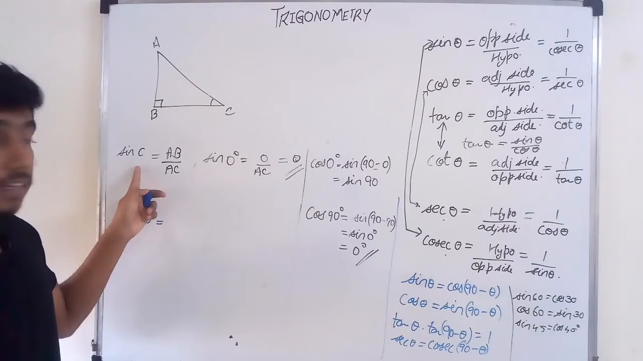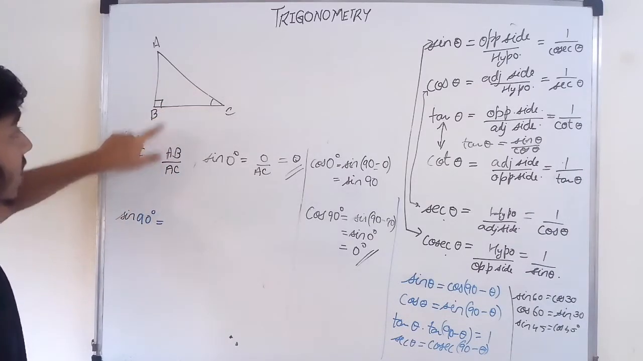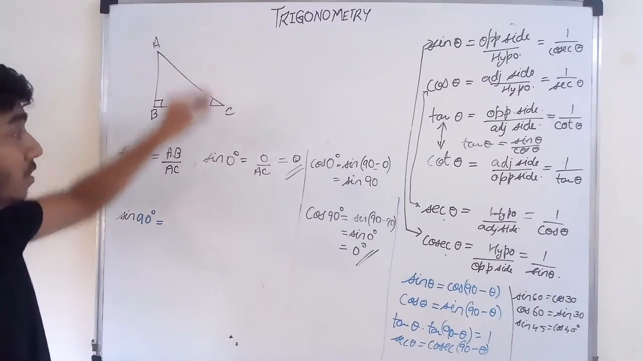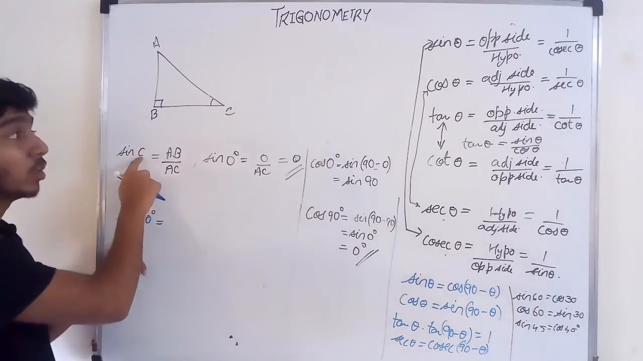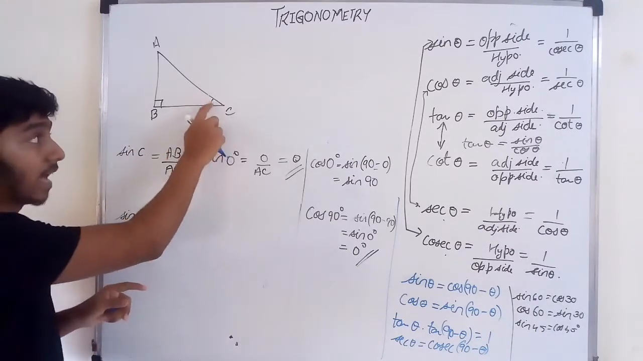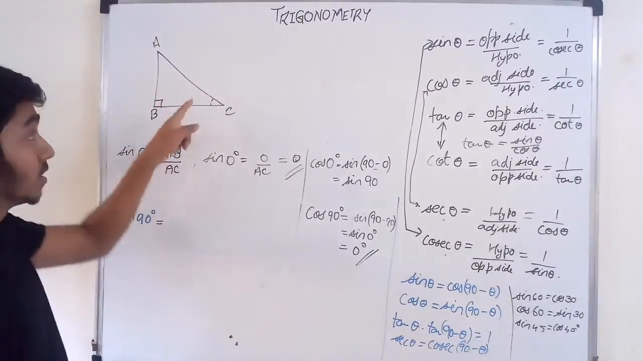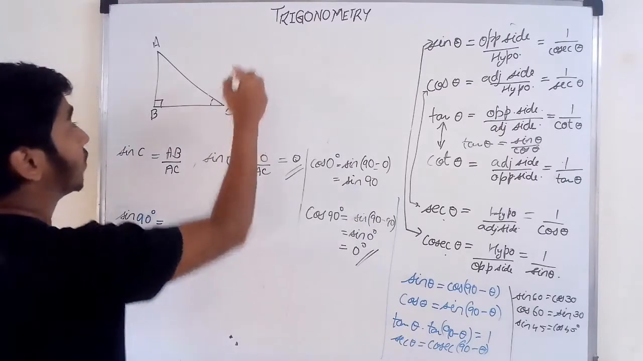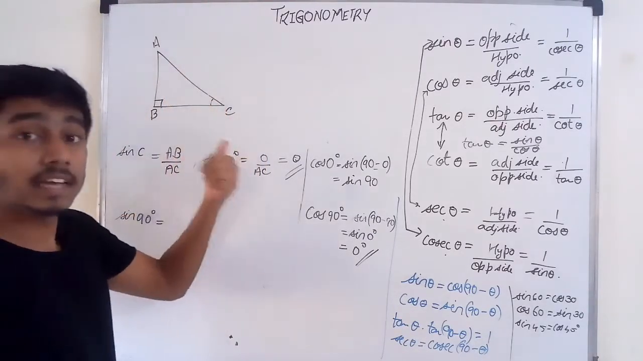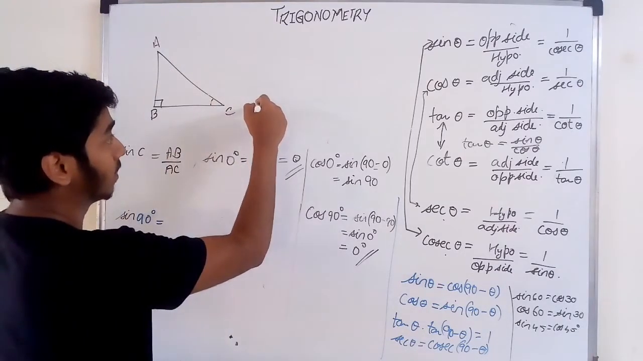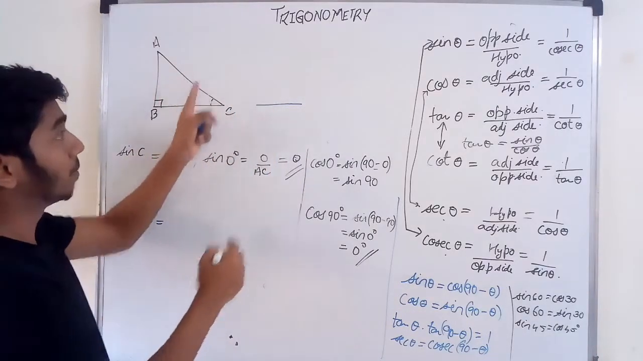Sine C is AB upon hypotenuse, AB upon AC itself, correct? So we are trying to make this angle C as 90 degree. So what will happen? What we are trying to do here is making C as 90 degree. Therefore, we keep the length of AC the same and we try to make this arm move.